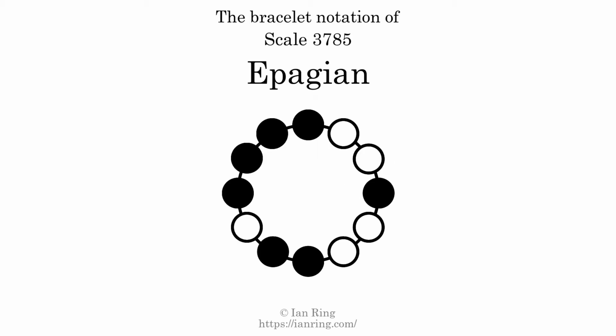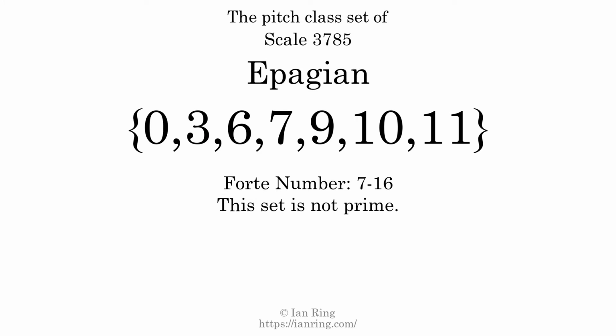This is a bracelet notation diagram of scale 3785. The shaded circles represent tones that appear in the scale, and they are read clockwise, starting at the top. The pitch class set for this scale is 0, 3, 6, 7, 9, 10, 11. The forte class is 7-16. This set is not prime.